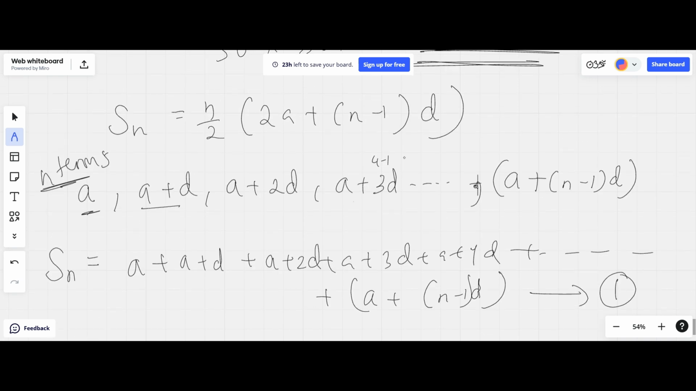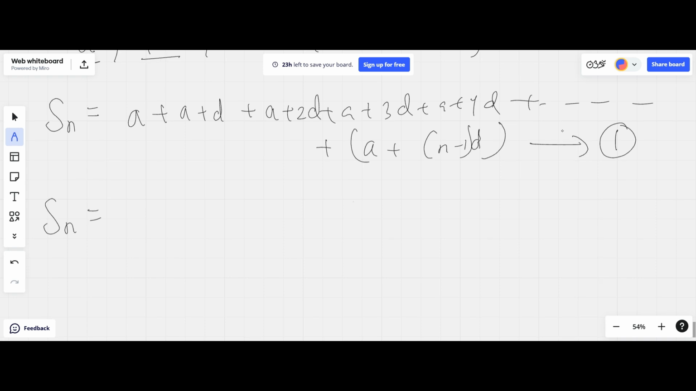Think: 5 plus 3 is how much? 8. 3 plus 5 is also 8. So the order is not important in adding, right? So you write the last term first: a plus n minus 1 into d. Likewise it goes on.